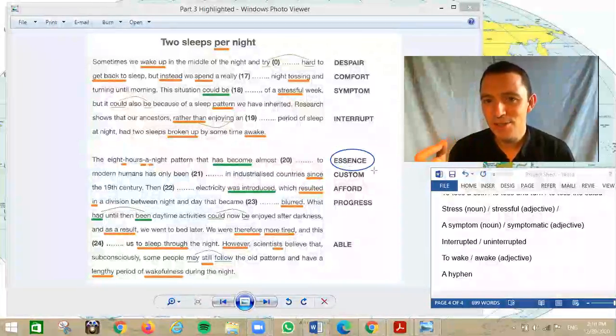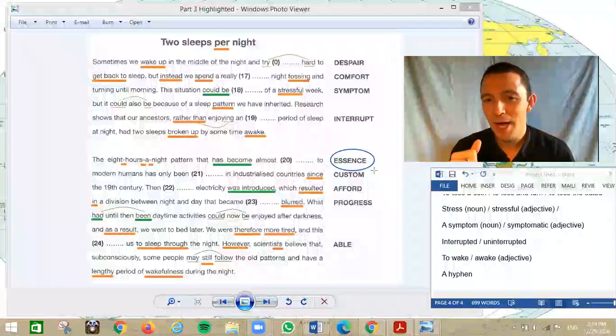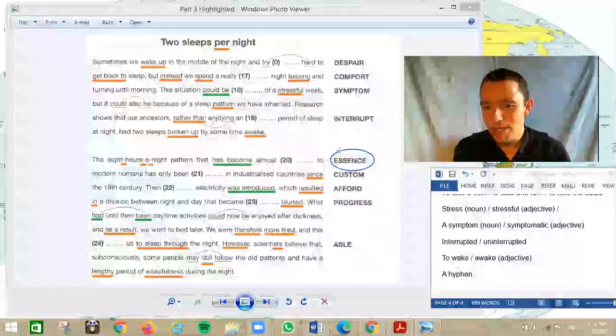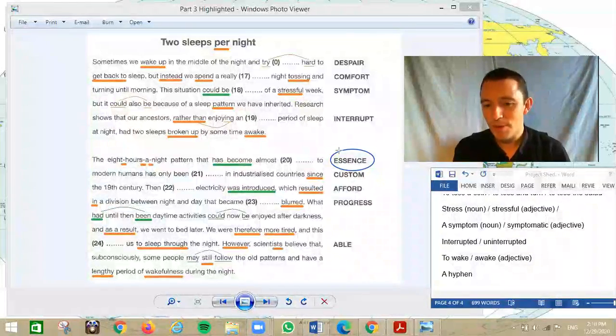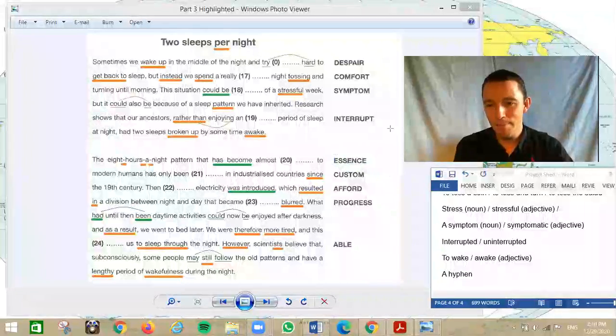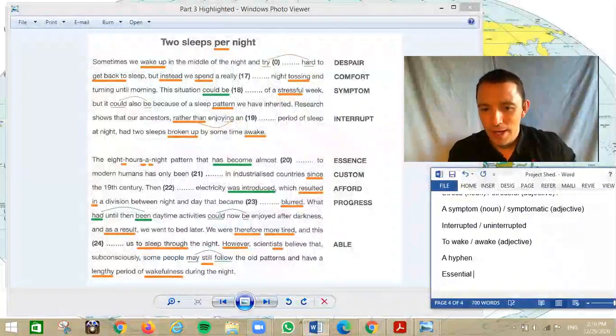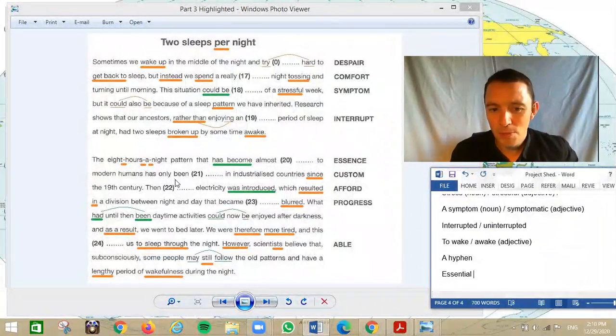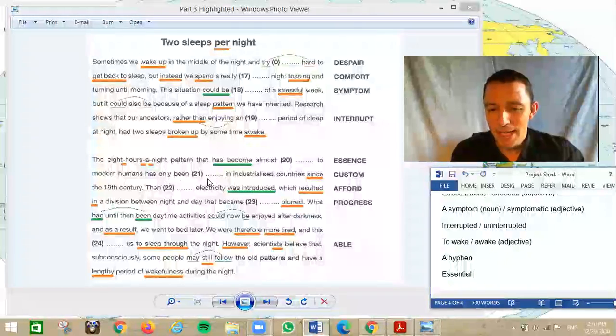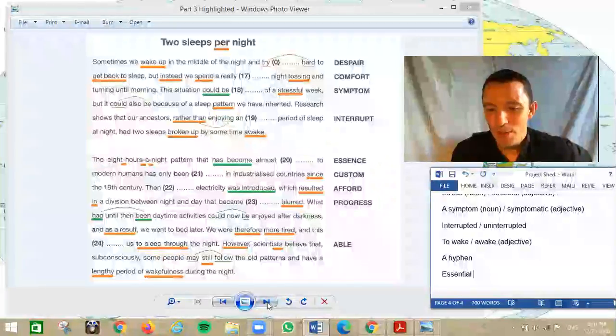The essence is the substantive, but it doesn't work. We need to change from substantive maybe to verb or maybe to adjective. And I think the majority of people should be able to find the correct one here. And I think we can say essential. So probably essential. It has become almost essential to modern humans, has only been, okay, so number 21 is definitely the most difficult.